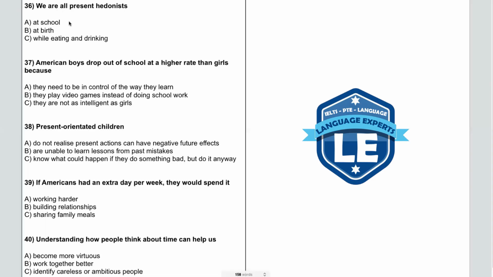Let's go ahead and underline. We are all present hedonists. Now I've underlined both because present describes the type of hedonist, and I'm sure in the listening text they'll differentiate between a few.